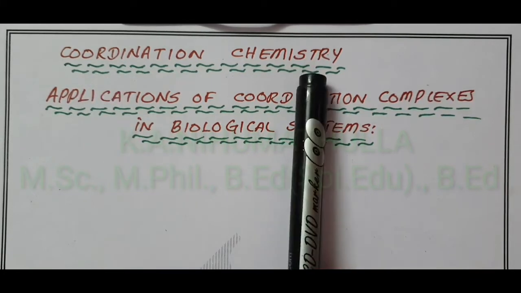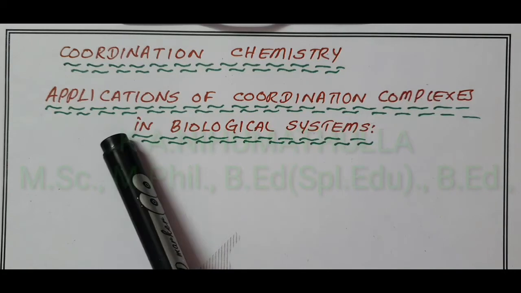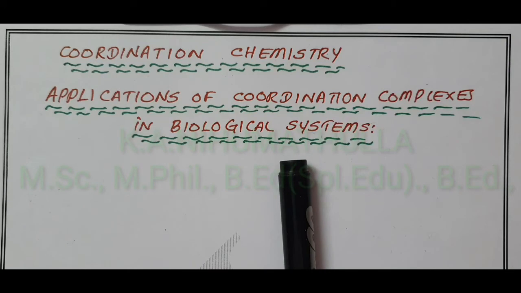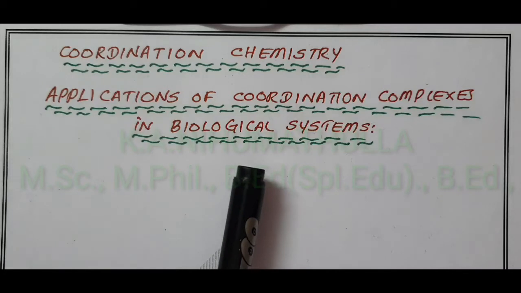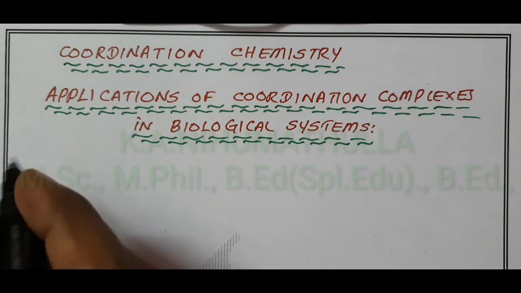Coordination chemistry: applications of coordination complexes in biological systems. In the previous video, we discussed the applications of coordination compounds, generally industrial applications of coordination complexes in metallurgy, removing lead poisoning, all we discussed. But here, how are coordination compounds used in biological systems?